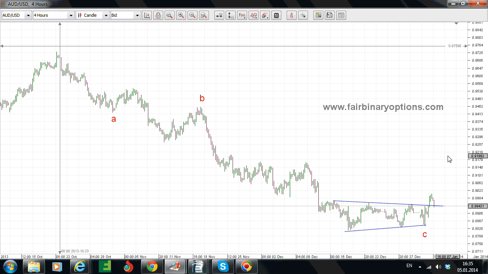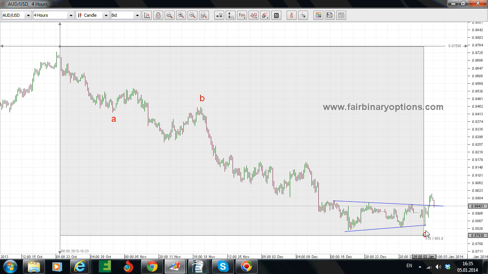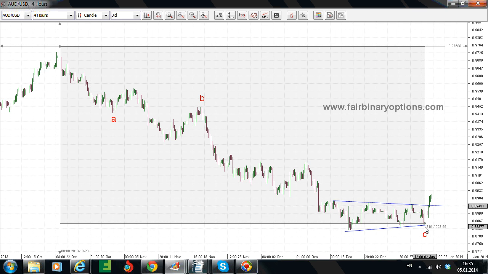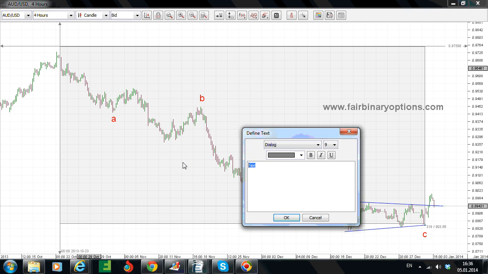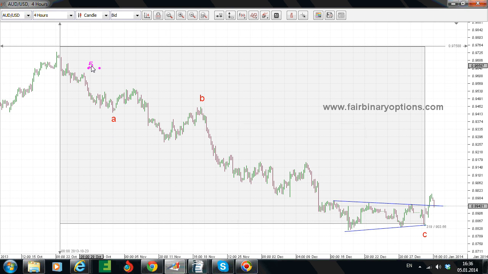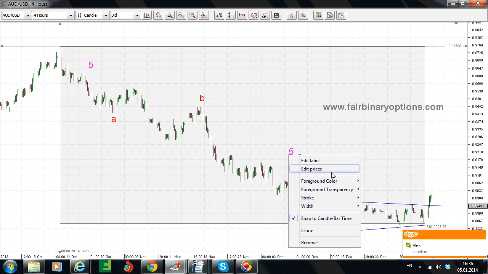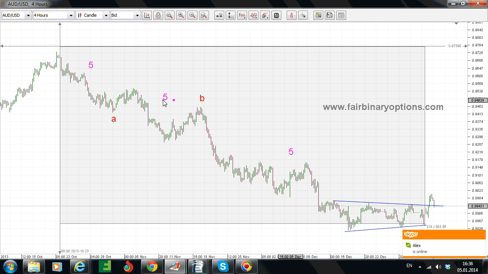Now why is this important, and why is this being called an elongated flat? The whole structure that started on the upper left side here to the lower right side here should be considered an elongated zigzag. All this elongated zigzag should be formed out of a 5, 3, 5 structure. So this should have the following 5-wave structure here, then another 5-wave structure for the C wave, and of course a 3-wave structure for the B wave.